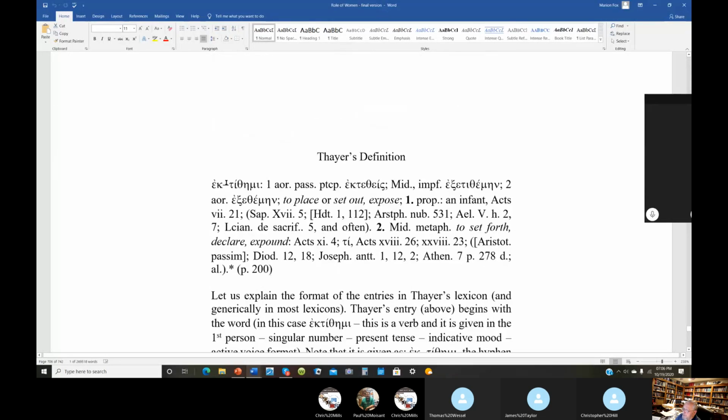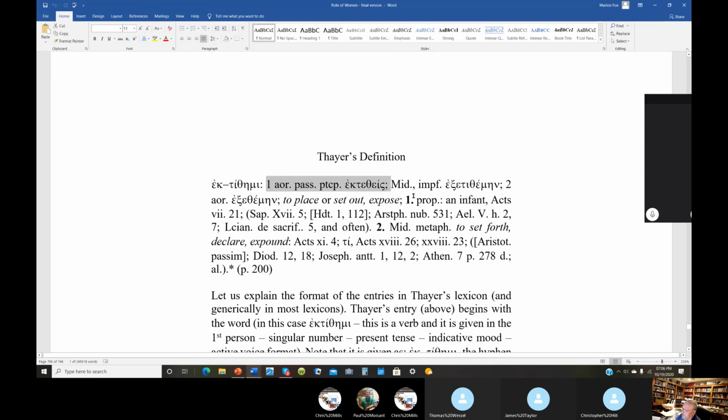And how do they break it down? Well, they put a hyphen here between the preposition and the basic word. It's actithemy. Tithemy is to place or set, S-E-T. And so actithemy is found in the first aorist passive as a participle.